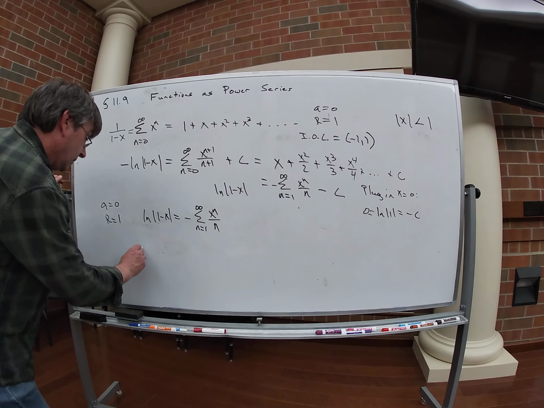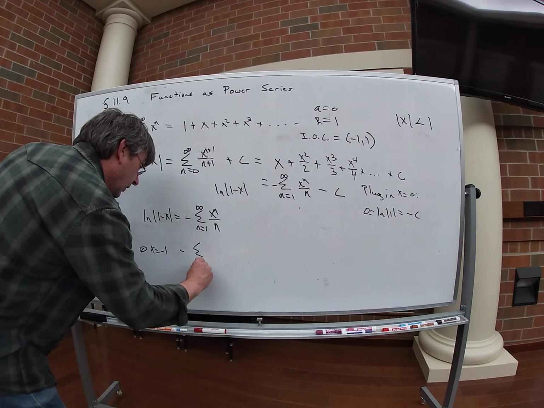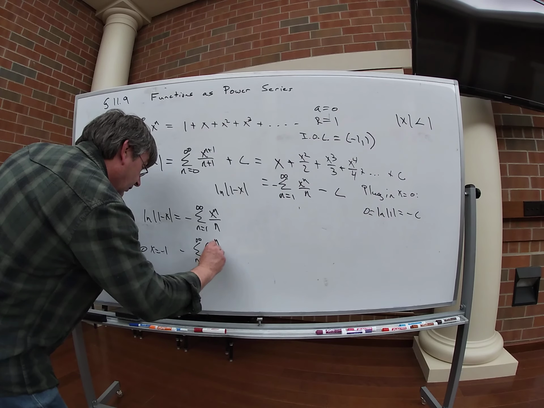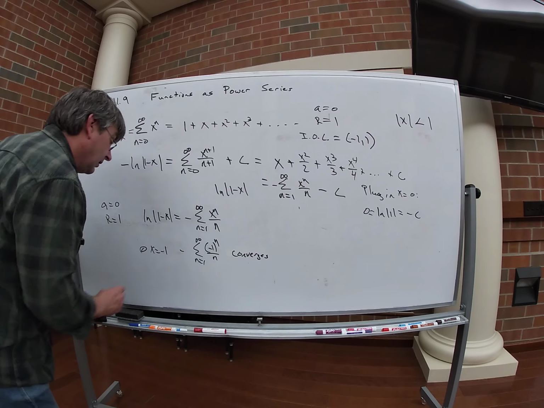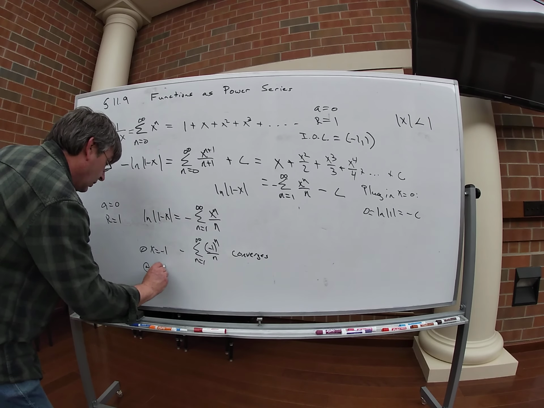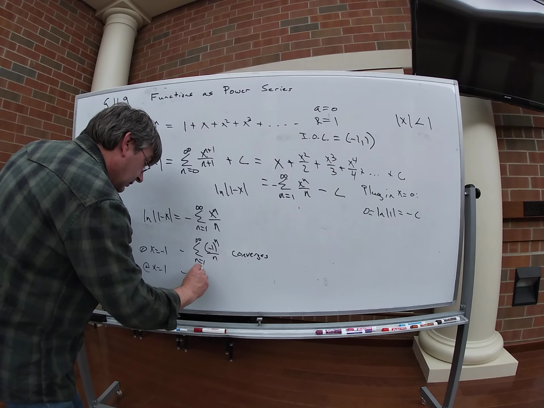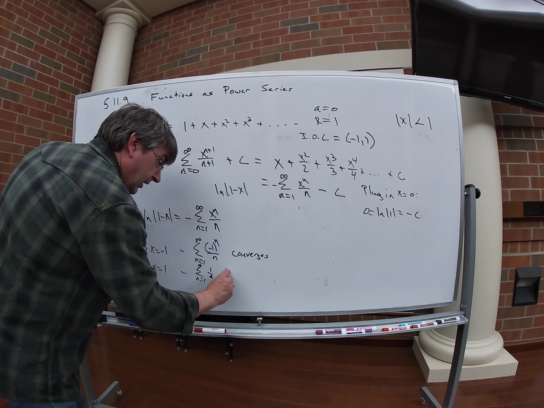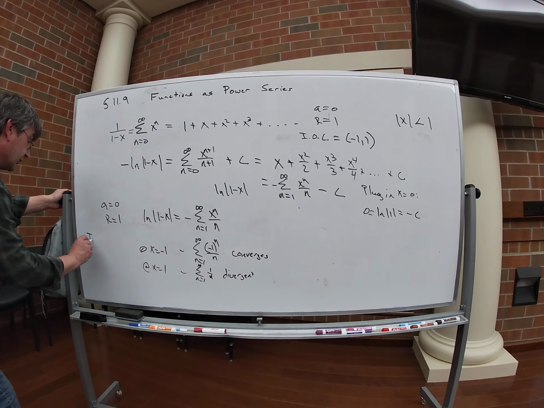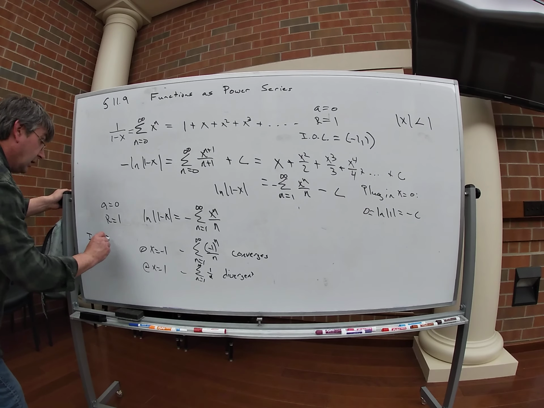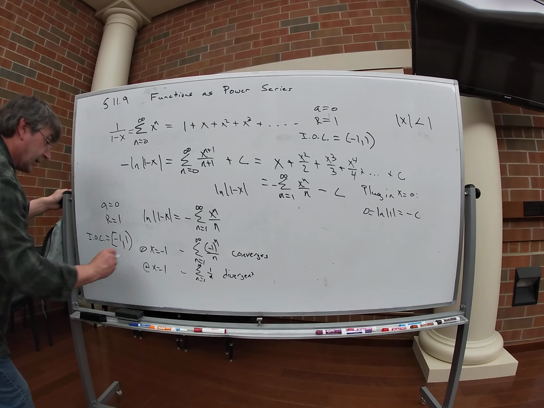So at x equal negative 1, we get negative sum n equal 1 to infinity of negative 1 to the n over n, which is the convergent alternating harmonic series. At x equal 1, though, we just get negative sum 1 over n, which is the divergent harmonic series. So here my interval of convergence is including negative 1 to 1, excluding 1.